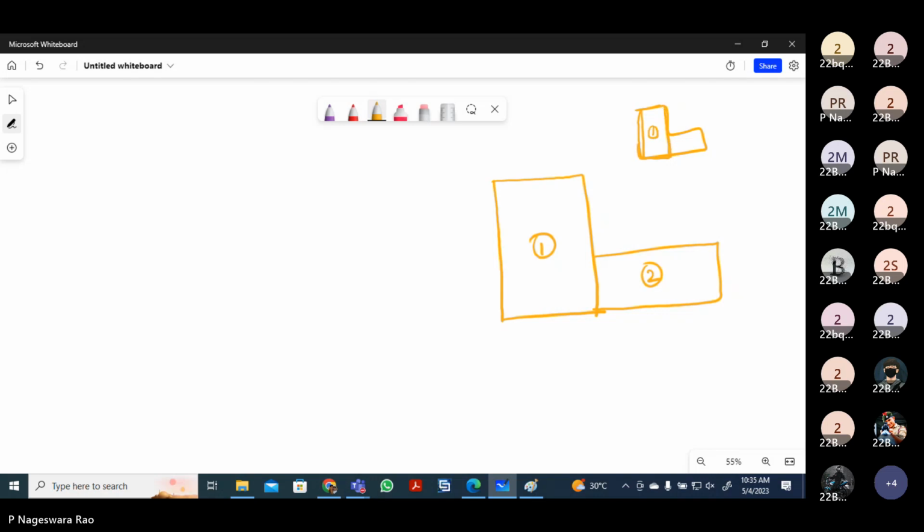This is the first rectangle. This is the second rectangle. Like this, I need to divide. Suppose there is an I shape. I need to divide it: this is the first rectangle, this is the second rectangle, and this is a third rectangular area. And we have to assume the origin somewhere.